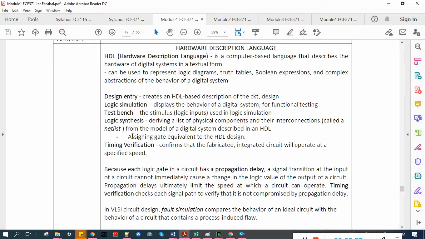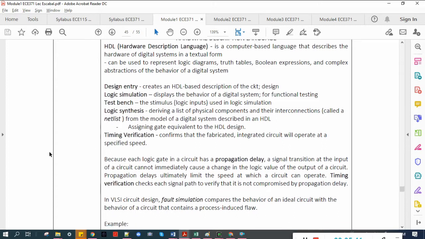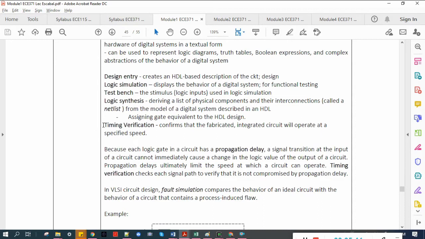It is assigning gate equivalents to the HDL design. Gate equivalent means the logic gates that will represent our HDL code. Timing verification confirms that the fabricated integrated circuit will operate at the specified speed. So this is a very important test for the behavior of the circuit.